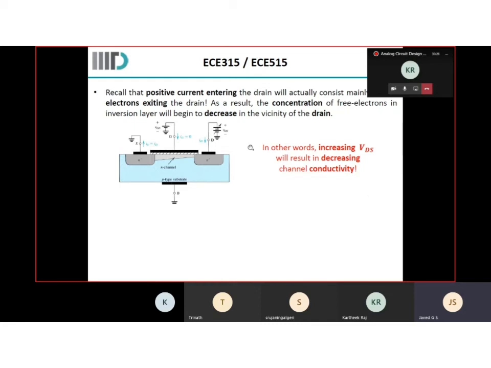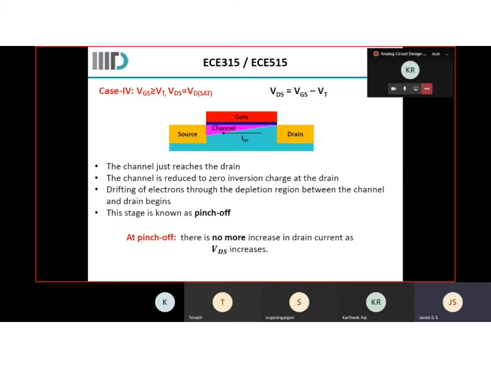So as you increase the VDS, it will result in decreasing the channel conductivity. Okay. Let me do it in this way. Let me ask in a question and answer format so that I know if stress needs to be put here.